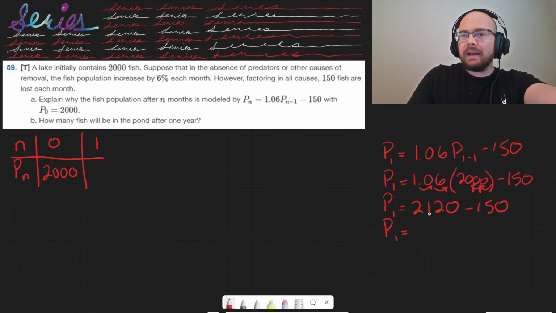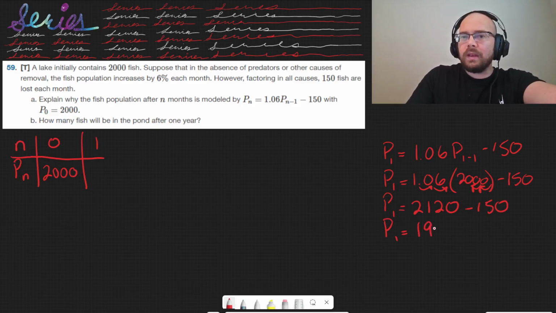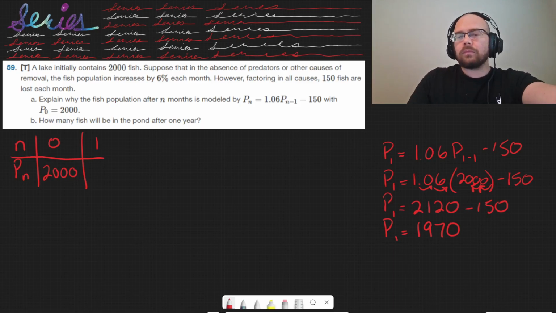Minus 150. So minus 120 would be exactly 2000 again, right? But then minus 30 more would be 1970. Right? So that's what happens in the first one. Now, in order to speed this up, I can actually type this in.